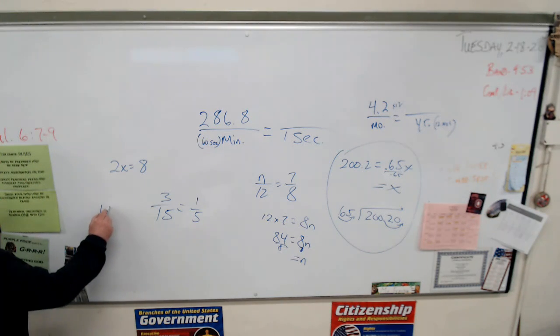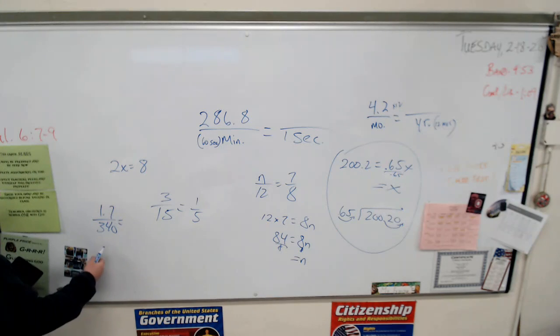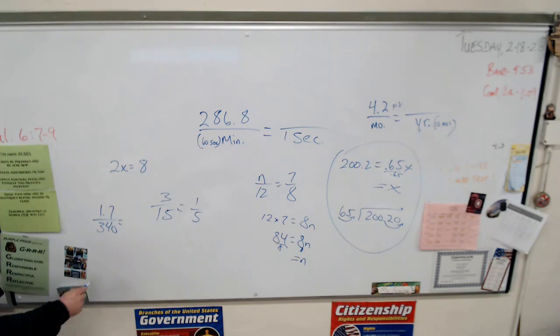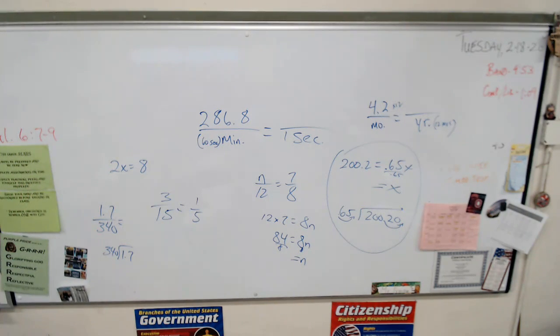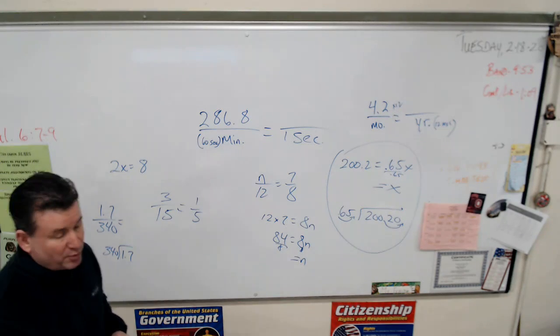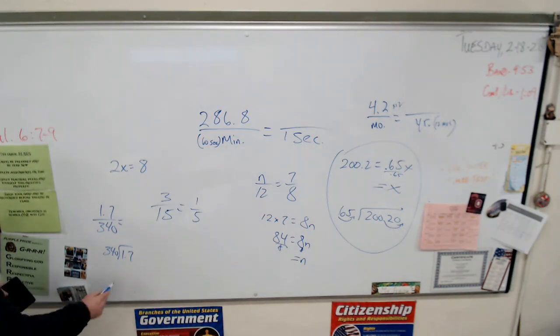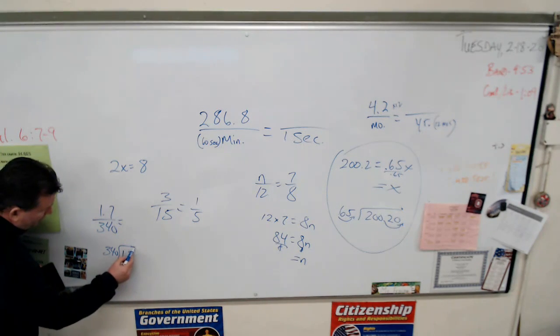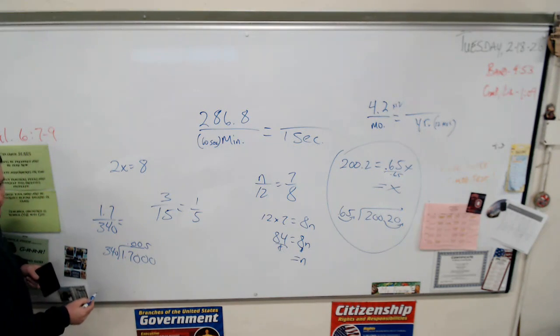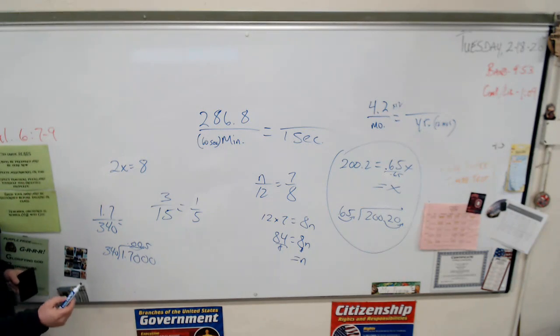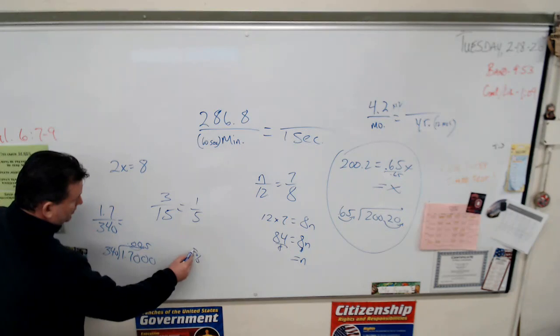So 1.7 is what part of 340? What percent of 340? I would have to go 1.7 divided by 340. Everybody got it? Sure. The answer was 0.5%, because when you do this, you're going to get 0.005. 0.5. When we change it to percent, it's going to be 0.5%.